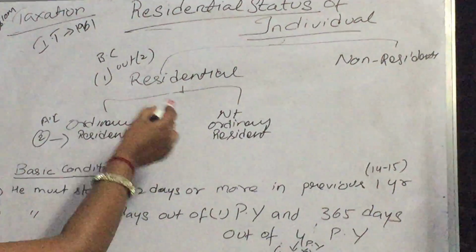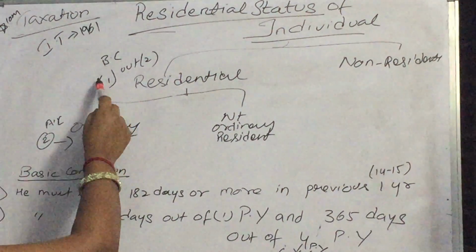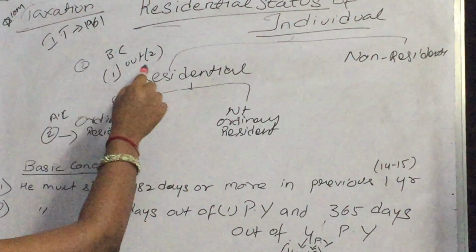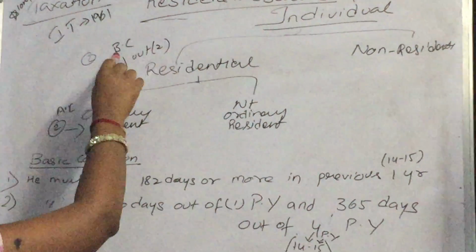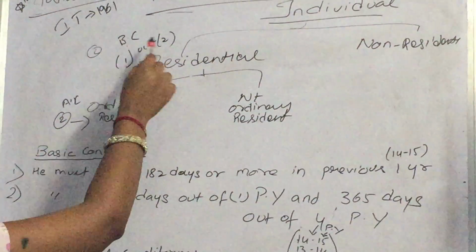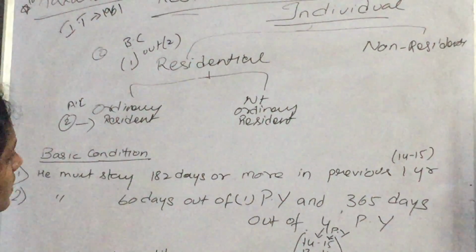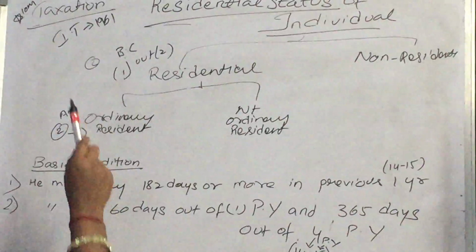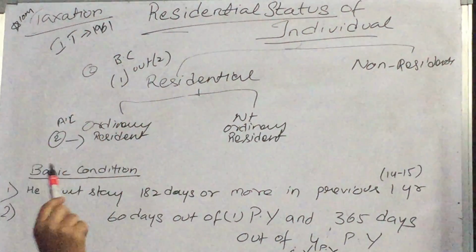How does a person become a resident? He should satisfy the basic conditions. The Income Tax Act has given two basic conditions, and if he satisfies one out of the two basic conditions, then he becomes a resident of India.